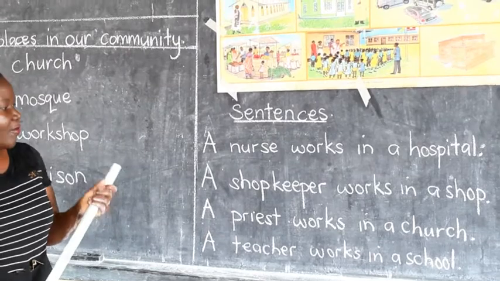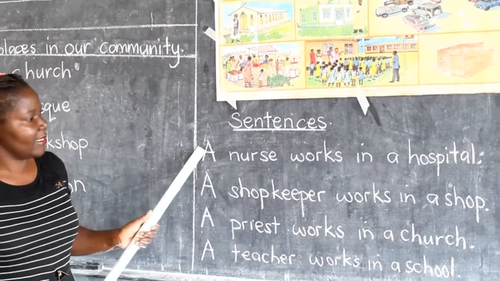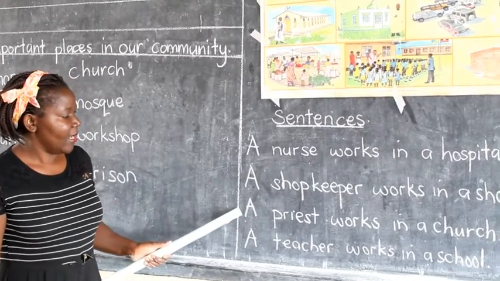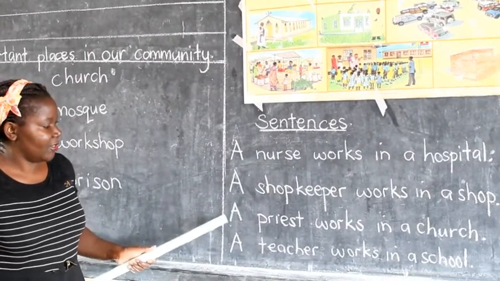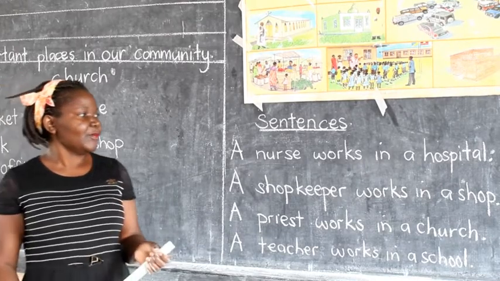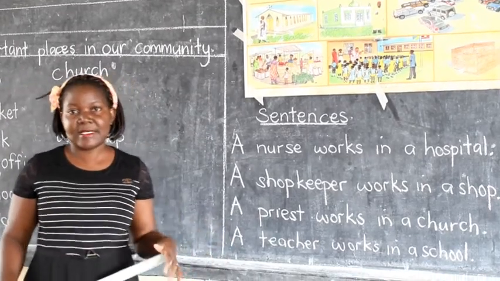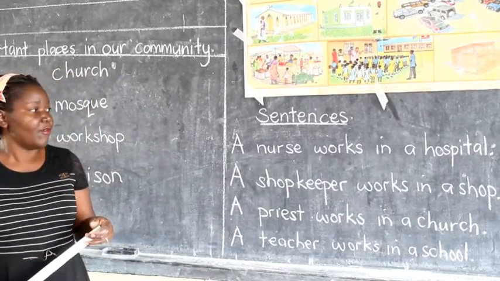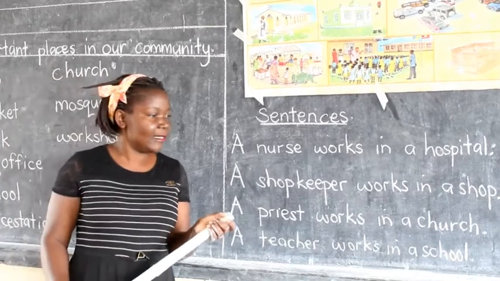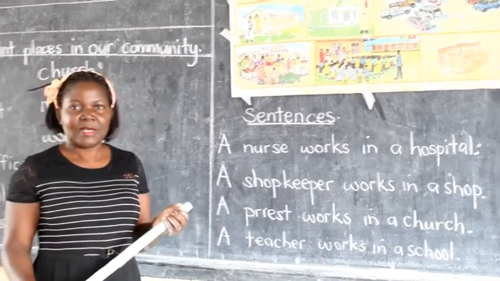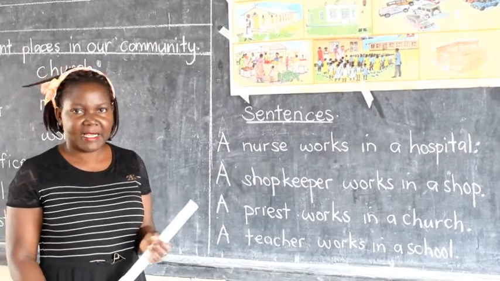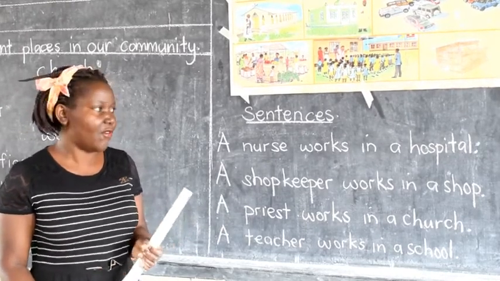We are going to read one more time. A nurse works in a hospital. A shopkeeper works in a shop. A priest works in a church. A teacher works in a school. So we've looked at important places in our community. We've read the words, we spelled them, we've constructed sentences. Now we are going to do an activity.